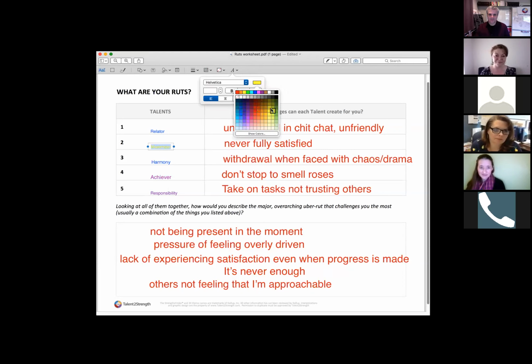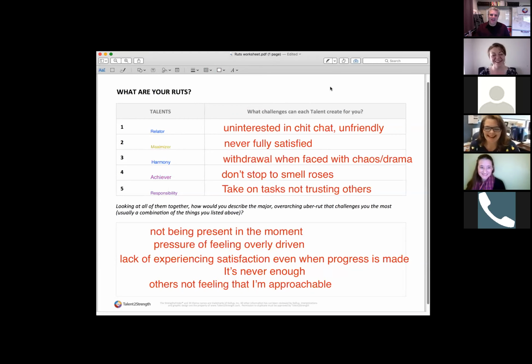Good. Yeah, I probably shouldn't be messing around with the colors, but I can't help it. Adam found a new tool, you guys.